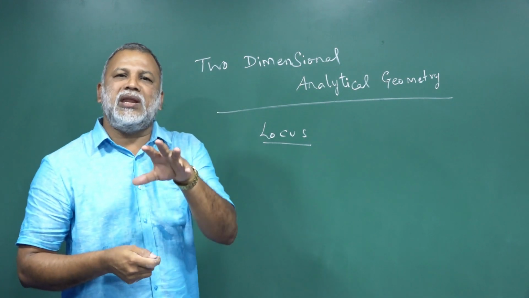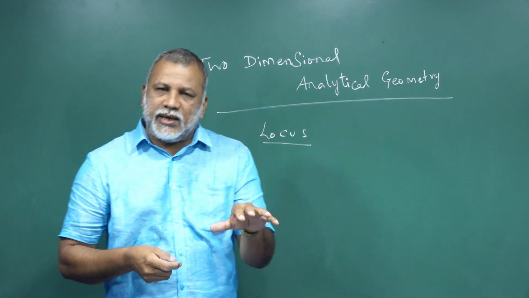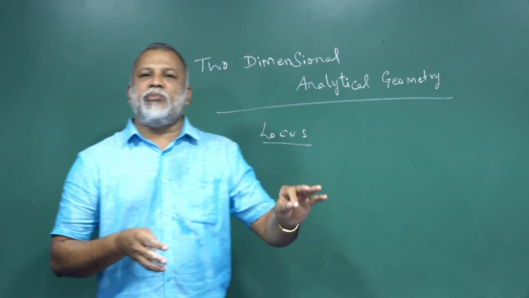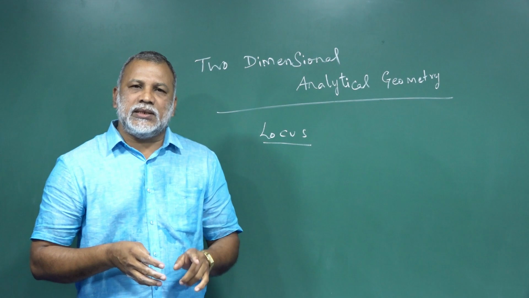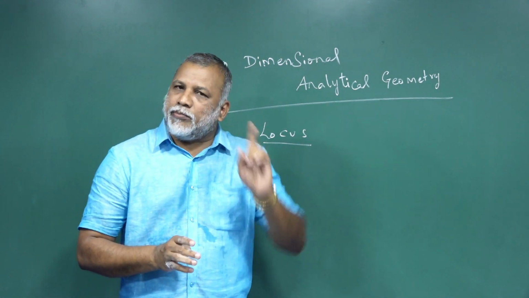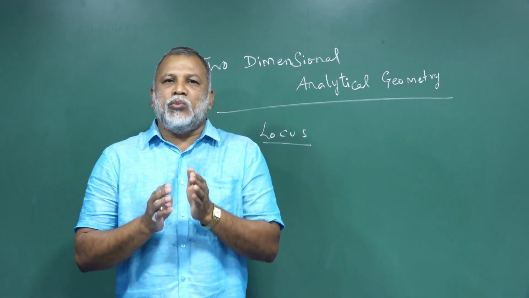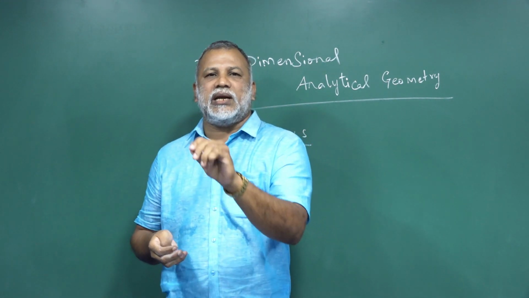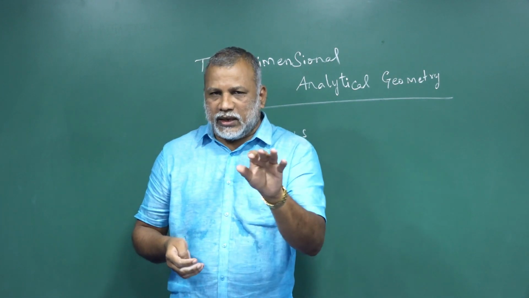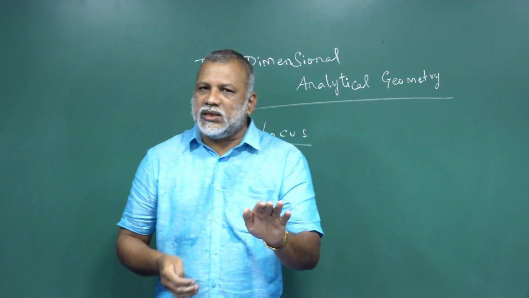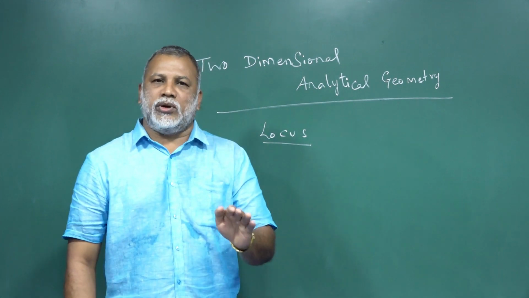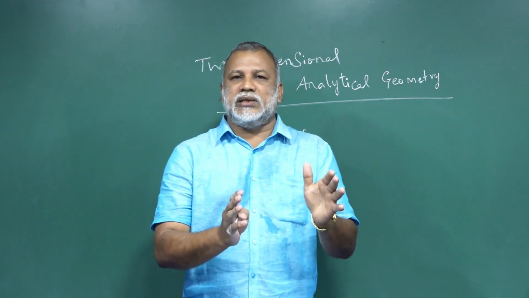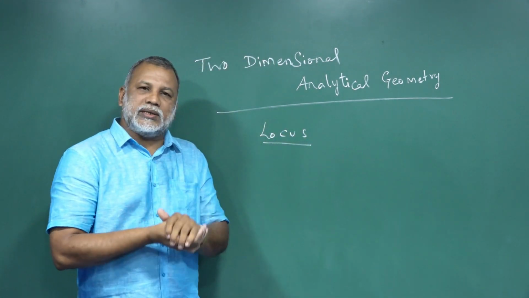What is the meaning of locus? Just listen to the definition. The path traced by a moving point. Once again, listen carefully. The path traced by a moving point according to a specified geometrical condition. Once again, read the definition carefully. The path traced by a moving point according to a specified geometrical condition is called locus.